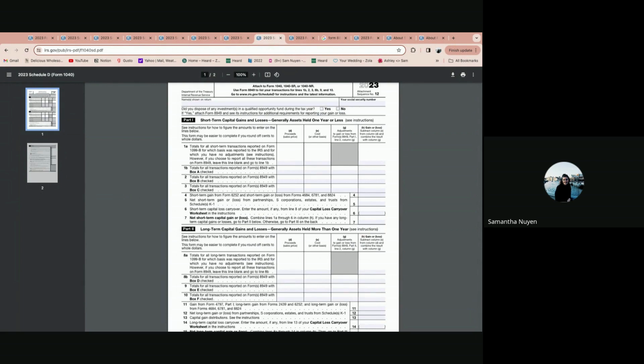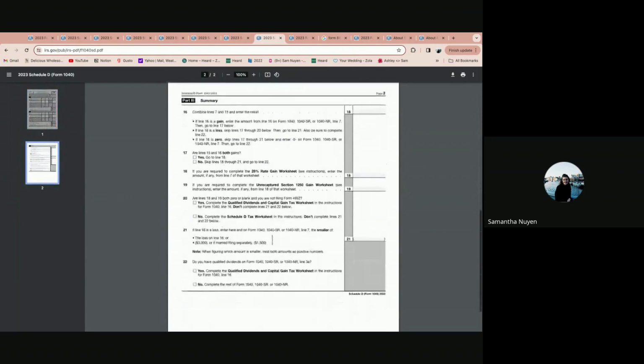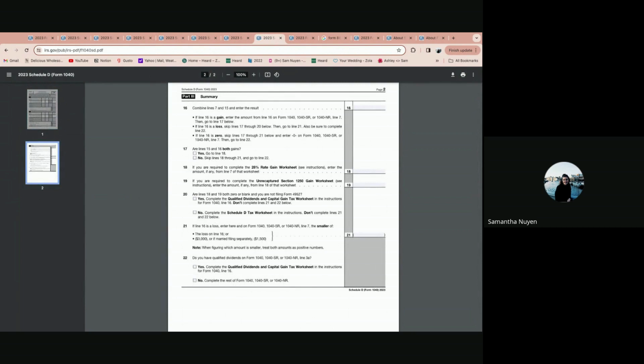The gains are combined, and depending on the blend of short and long-term gain, it will be treated differently. If you had capital losses, you are always limited to a certain amount each year. Any losses are carried forward for you to future tax years. We then see in Part 3 a breakdown of how the IRS determines the tax liability of the mixed gains and losses.